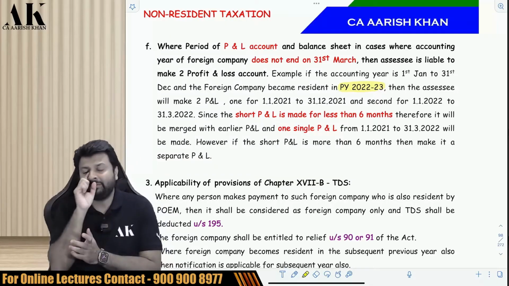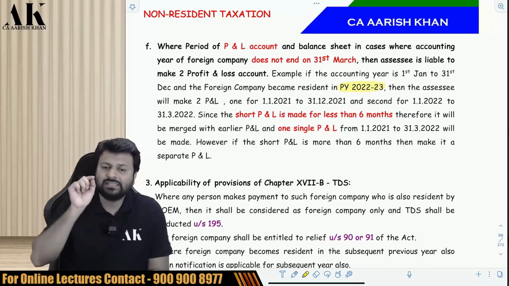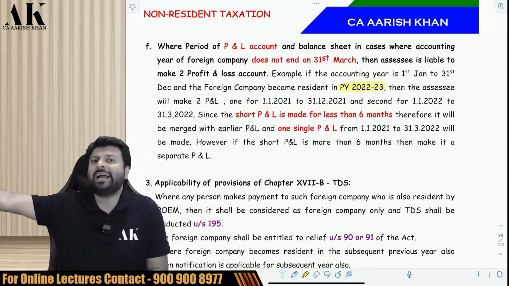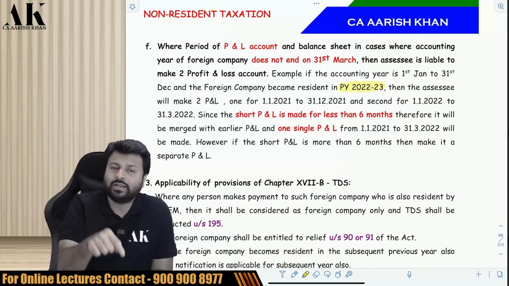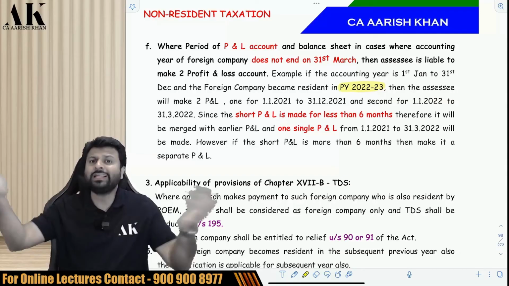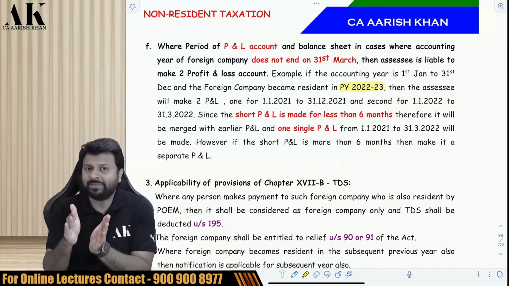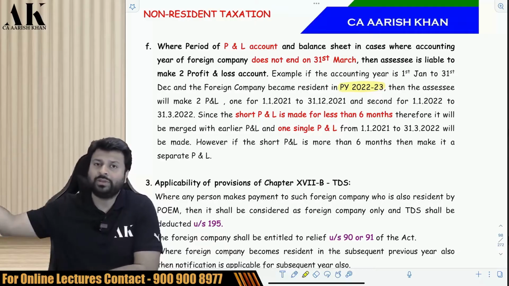If that intervening period is less than 6 months, then you have to merge that intervening period with the last accounting year. It means you have to make a PNL from 1st Jan 2021 to 31st March 2022. But if that intervening period is more than 6 months, then for that intervening period, you have to make a separate PNL, and for the last accounting year, you have to make a separate PNL.